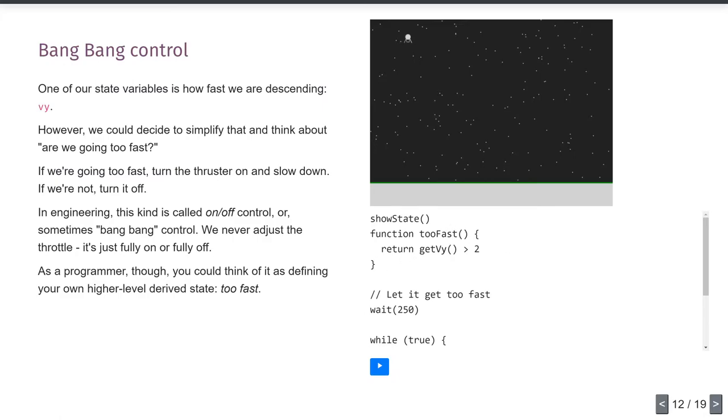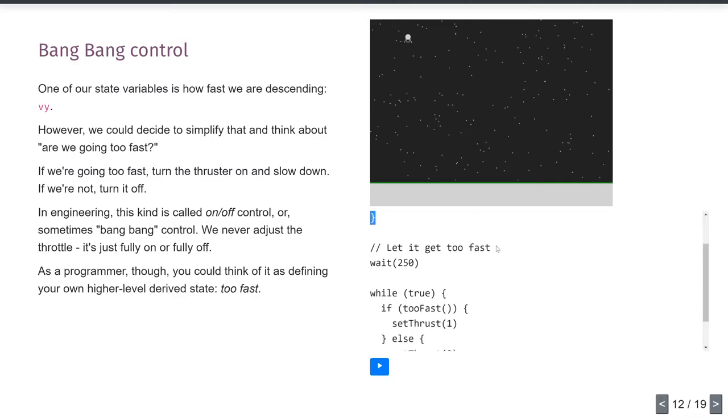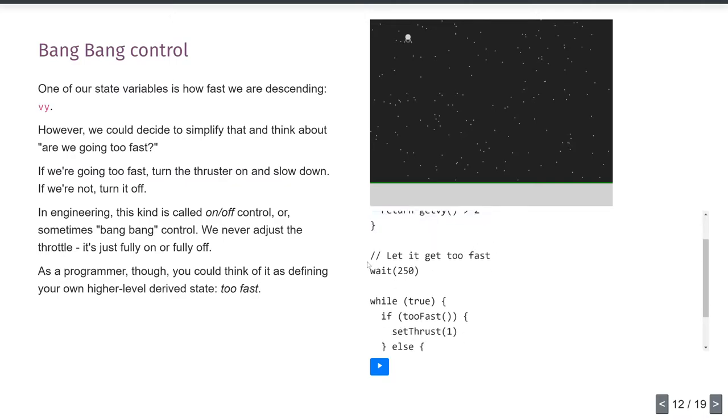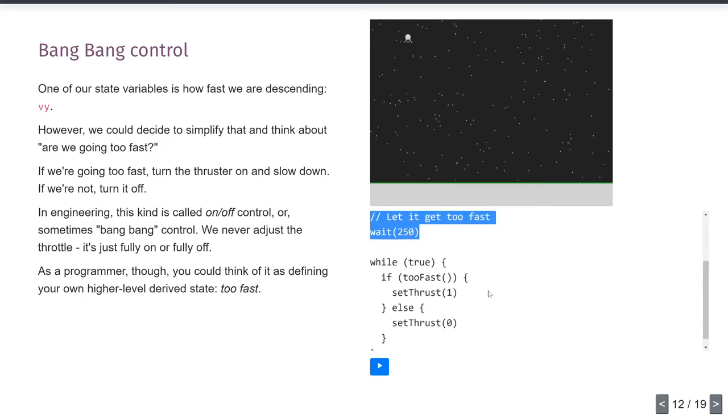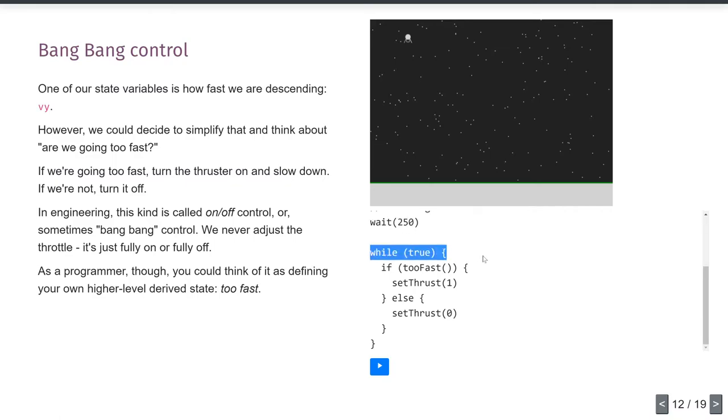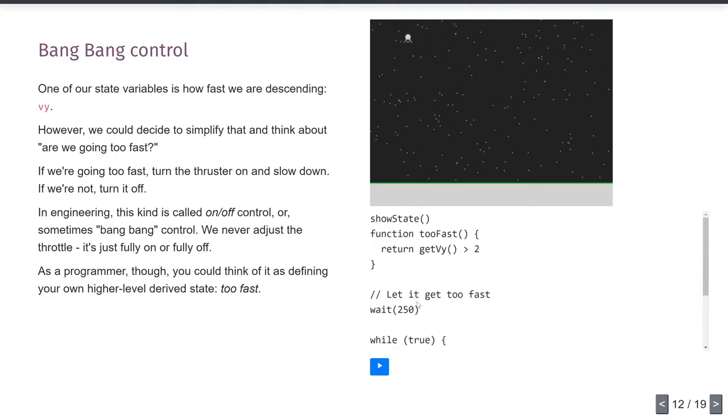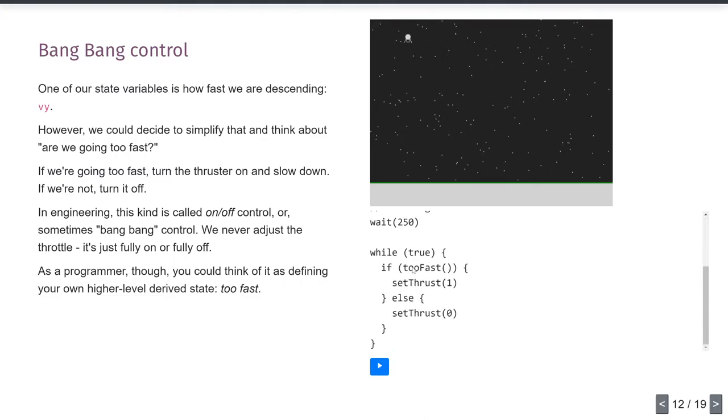Over in the code, we're going to show the state variables, the simulation again, in terms of the X, Ys, etc. But here I have this thing that is working out effectively this bit of derived state. Am I going too fast or not? And so then my code, well, we wait 250 ticks for it to pick up some speed before we turn it on. But then our control loop just goes forever. If I'm going too fast, turn the thruster on. Otherwise, turn it off. And so again, these are all hopefully quite short, clear, and meaningful.